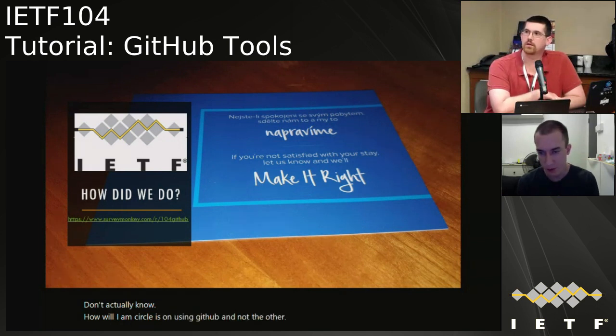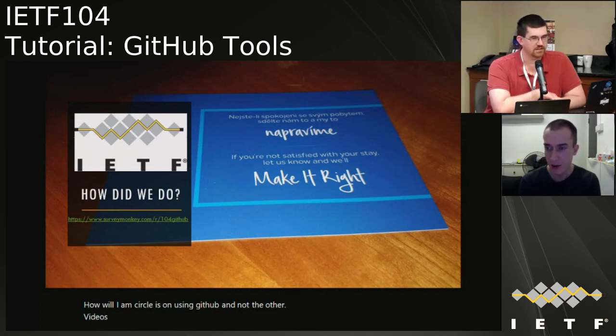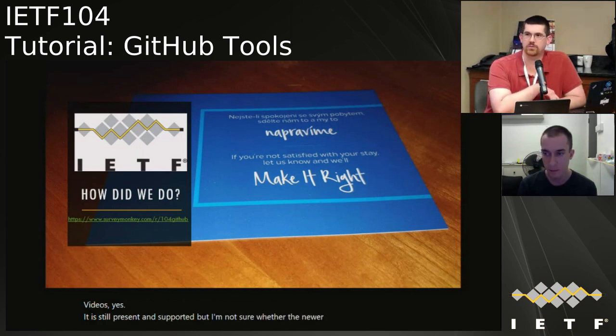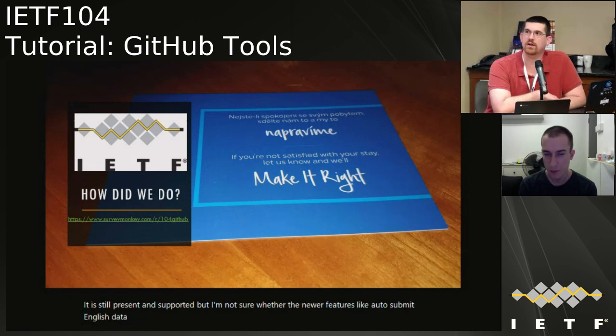And then maybe, because you mentioned Circle, I also saw that there's support for Travis. Yes. Is that being deprecated, or why is the emphasis on Circle? It is still present and supported, but I'm not sure whether the newer features like auto-submitting to the data tracker are supported in Travis or not. Okay, thank you.